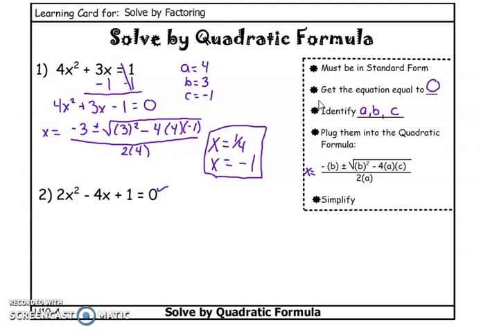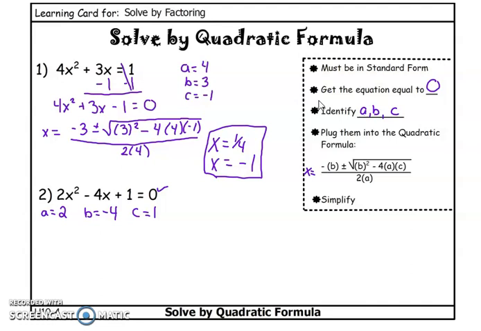So as long as this side is in standard form, we can go ahead and identify what A, B, and C are. Let's say A is the coefficient in front of your x squared term. That's 2. B is the coefficient in front of your x term. That's -4 because of the minus. And then our C is just our constant here with no variable, 1.